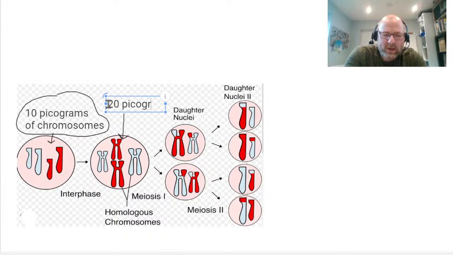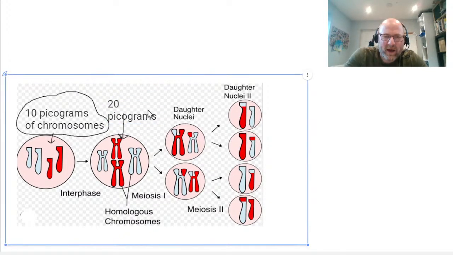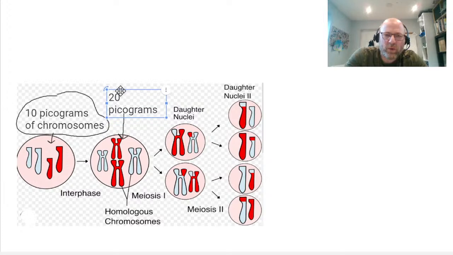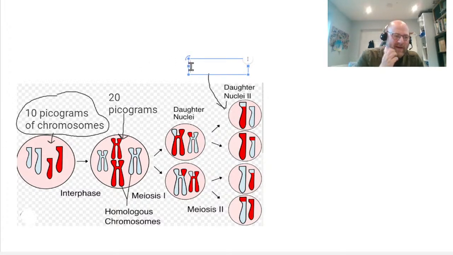Right. Now, you might get confused here. Think, okay, how much then would the chromosomes in the daughter cells weigh? So let's check out the second lot of daughter cells, the final daughter cells. How much would they weigh? Look at the daughters, the final 4, compare them to the parents. The parents was 10 picograms of mass. How much would each daughter be? 5. Well done, Manny.